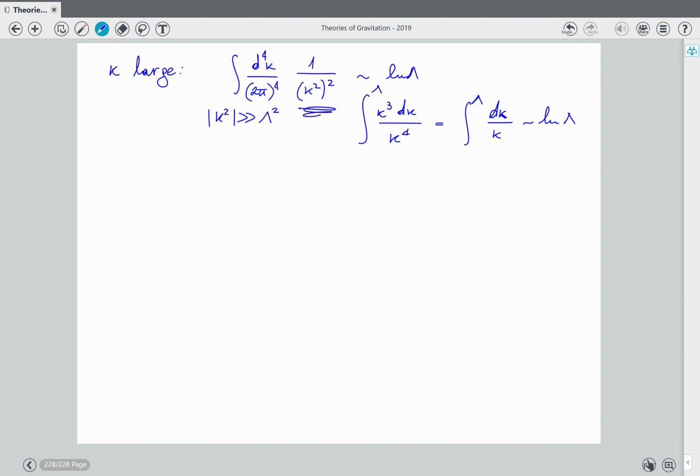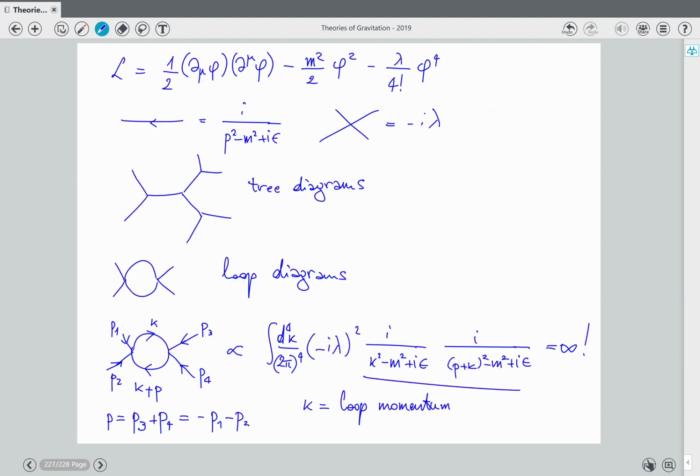Here there is a problem, but this is not the correct integral. The correct integral is this one, and here there is no problem when k squared is 0, or when (p plus k) squared is 0. Or there is no problem when k squared is equal to m squared, so when this is 0, because of the i epsilon. So you can check there is no problem whatsoever in any finite region of integration. But there is a problem when k squared goes to plus or minus infinity.